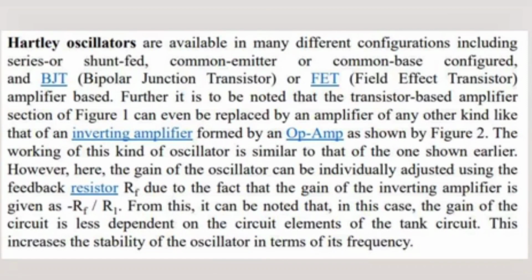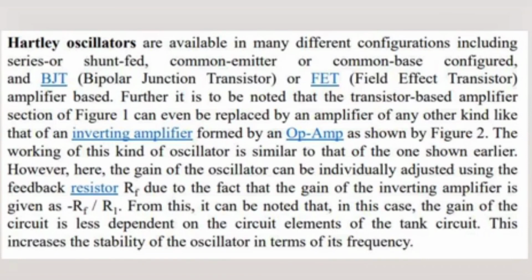Hartley oscillators are available in many different configurations, including series or shunt fed, common emitter or common base configured, and BJT or FET amplifier based. Further, it is to be noted that the transistor based amplifier section shown in the figure can be replaced by an amplifier of another kind, like the inverting amplifier formed by an op-amp as shown in the figure.